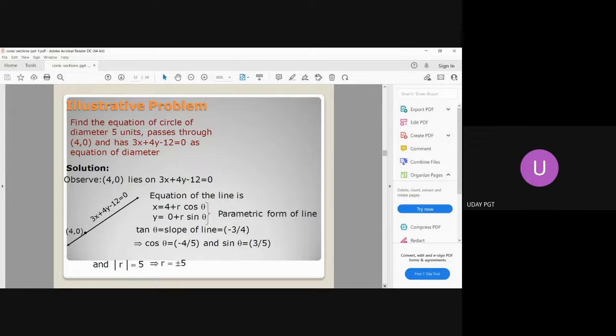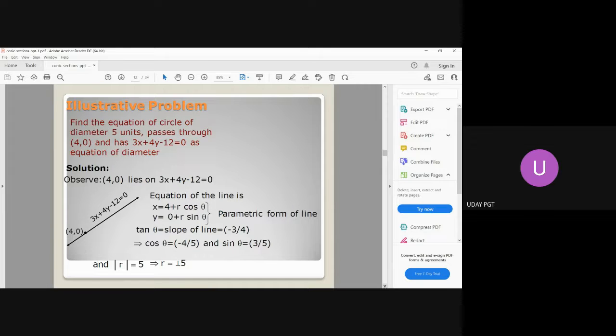So when you are writing the equation of the line in parametric form, x is equal to 4 plus r cos theta, which means cos theta is nothing but (x minus x1) by radius, and (y minus y1) by radius is equal to sin theta. From these two, you can find the slope of the line. Suppose the equation of a line is ax plus by plus c equal to 0, then minus a by b will become the slope.